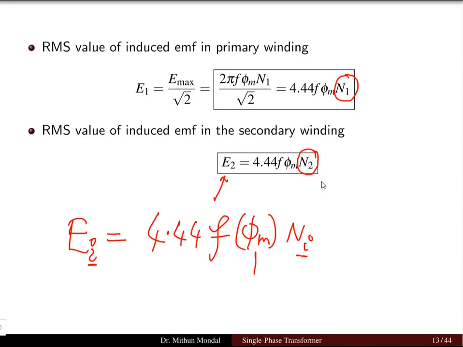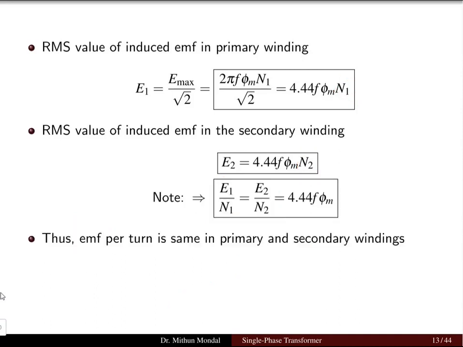Now note here that this maximum value of the flux depends upon the flux density Bm and the area of the core, with which the core material is made up. So phi m is equal to Bm into area. When we solve the numericals, we will see that mostly we will use this EMF equation where the maximum value of the flux has to be calculated in terms of the maximum value of the flux density and the area of the core.